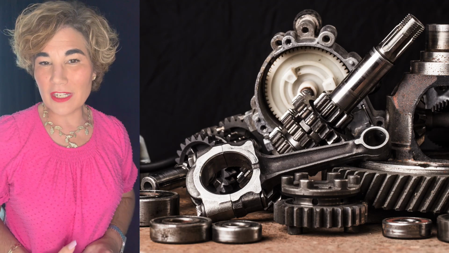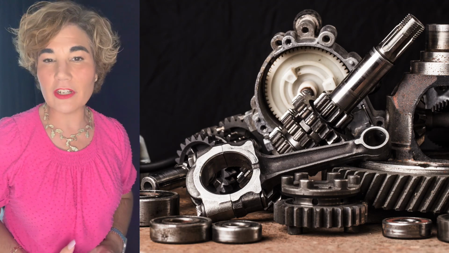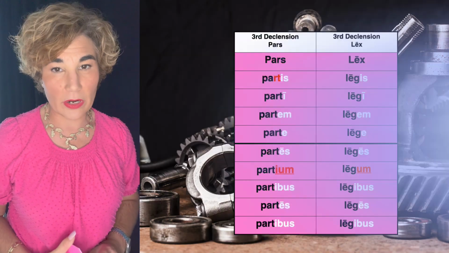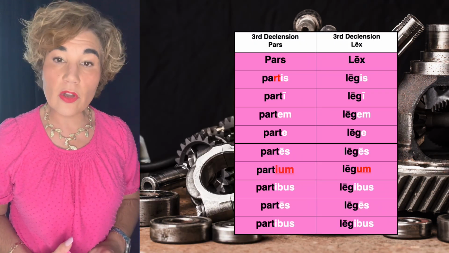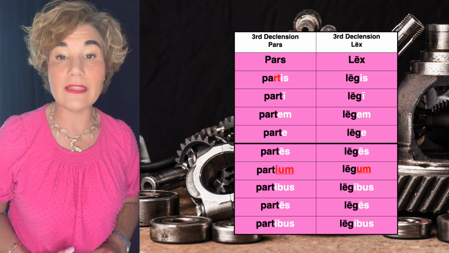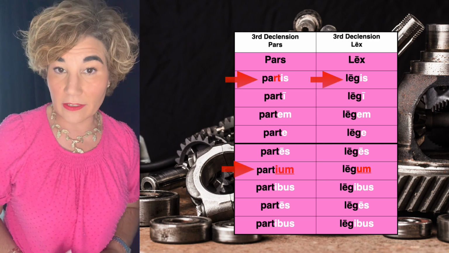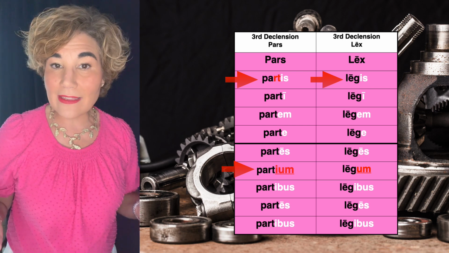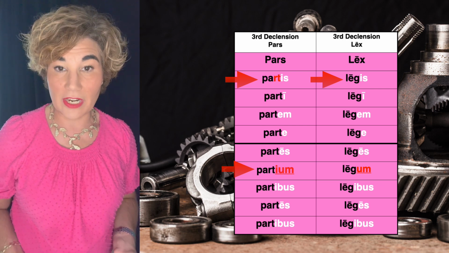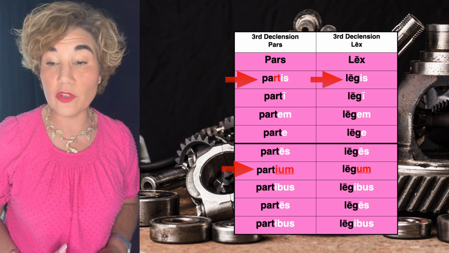Okay, before we go on to our vocabulary, I just want to give you a comparison of nouns like pars and nouns like lets. Both are in the third declension, and I know this because of the is in the genitive singular. If you look at my chart, all of the endings are exactly the same until you get to the genitive plural where you have IUM.